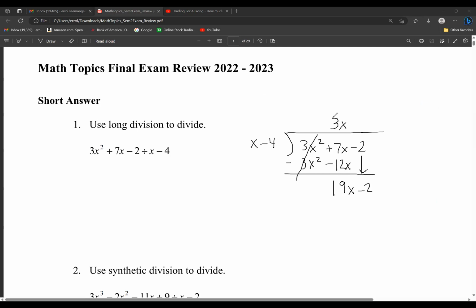So I'm dividing, right? We want to eliminate the 19x, right? So if we write minus 19 here, what's going to be underneath here? What's negative 19 times x minus 4? That's what we're going to write underneath. So that'll be minus 19x. We're just multiplying like that, right?